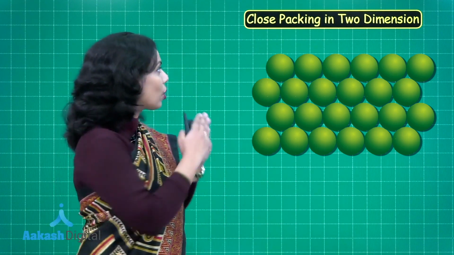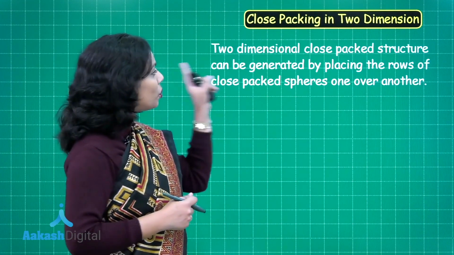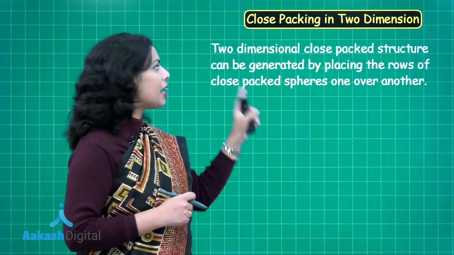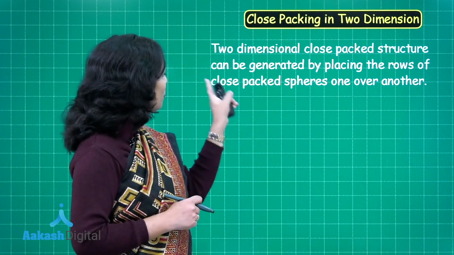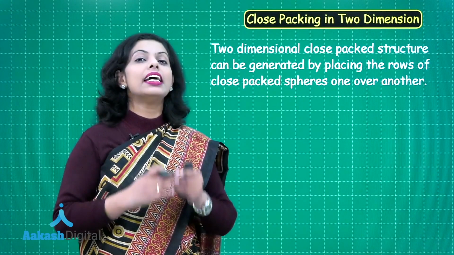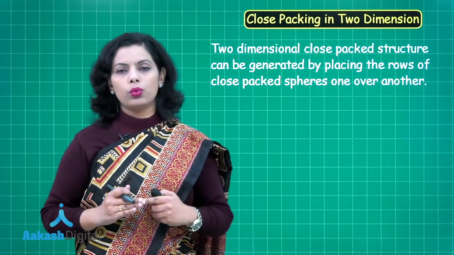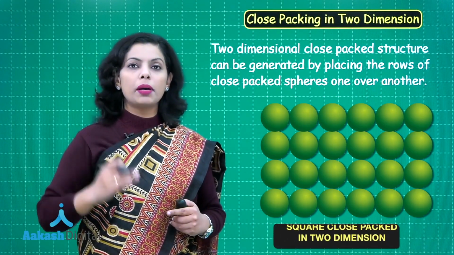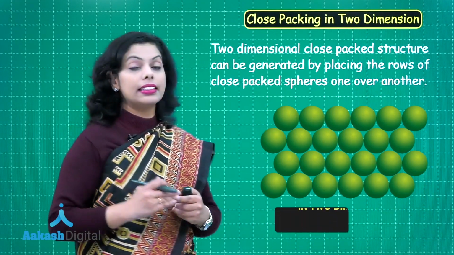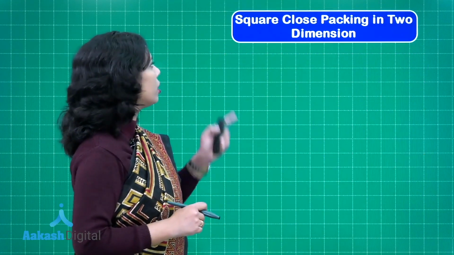This is another possibility. It means in case of close packing in two dimensions, there are two possibilities. So here we can say that a two-dimensional close packed structure can be generated by placing the rows of close packed spheres over one another. I have already told you this fact, and on the basis of this there can be two types of close packing in two dimension. One is the square close packing in two dimension and the other is the hexagonal close packing in two dimension.